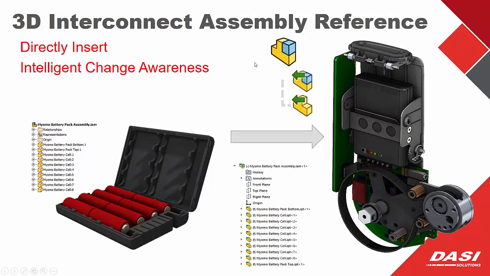In this first scenario, we're going to work with a battery pack that was designed in Autodesk Inventor by a supplier and directly integrate that into our control module and mate it into place for proper fit and function.